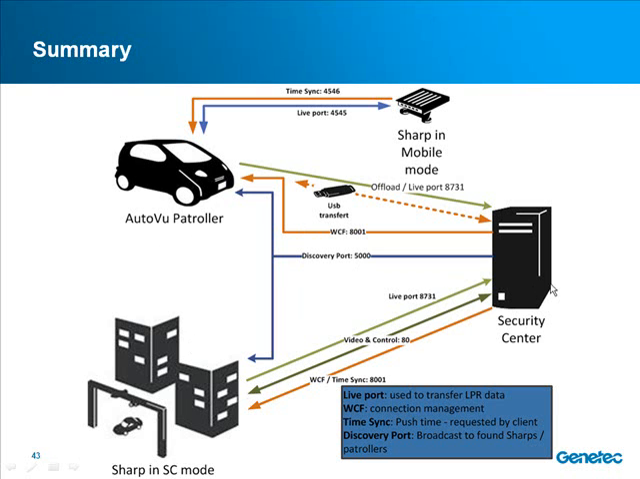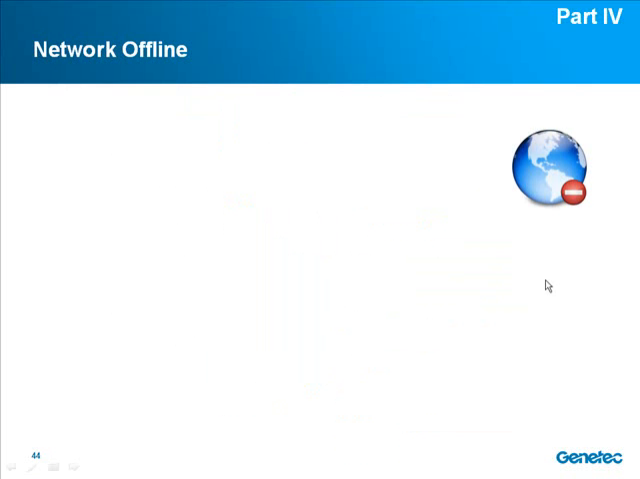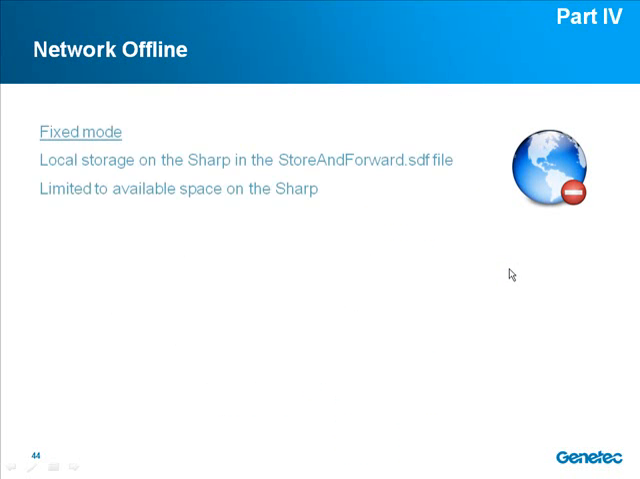So what happens if we can't reach our Security Center system? Well, we have something in place for that, both in a fixed and mobile context. In fixed mode, the information is stored in a file called storeandforward.sdf. The amount of information that can be recorded is limited to the space available on the D drive of the Sharp system.